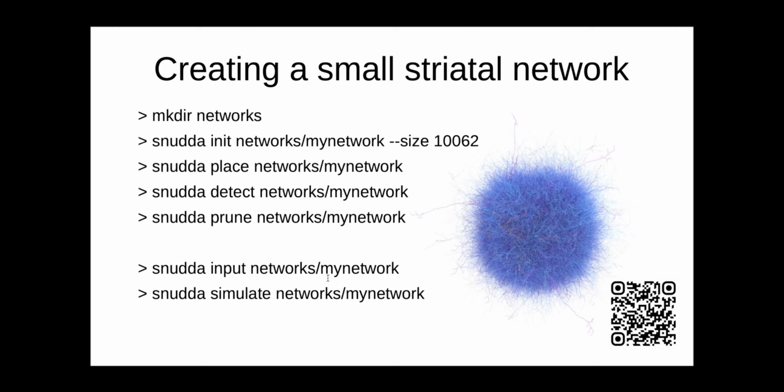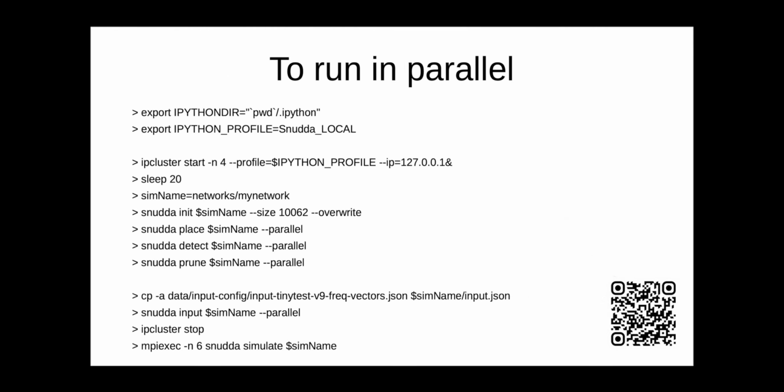To generate the input, you also need an input config. Here I show you how to do it step by step in a serial mode, but of course you probably want to run it in parallel. And to do that, you need to add a few extra steps. First of all, you need to start IPCluster, and you need to set up a few environment variables. In this case, I run it on my local machine.